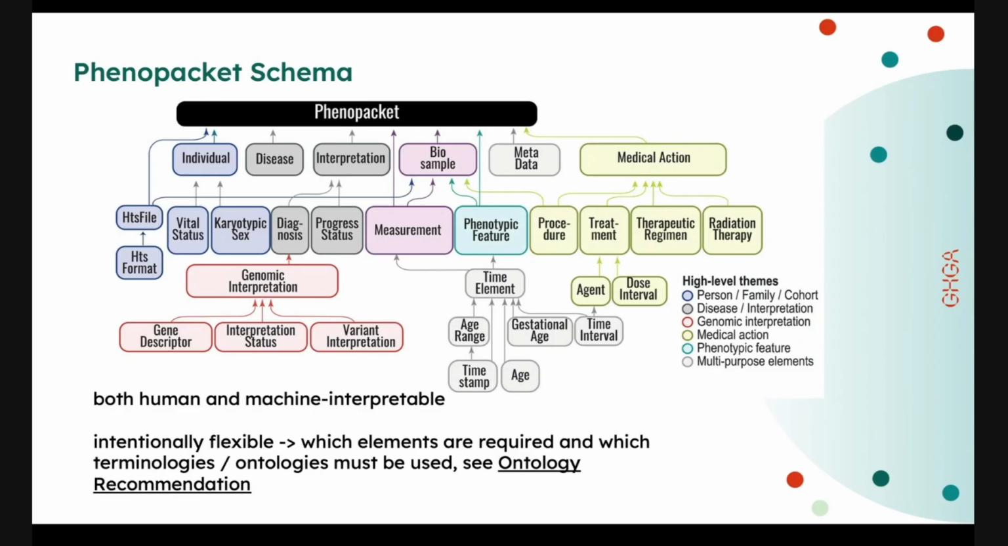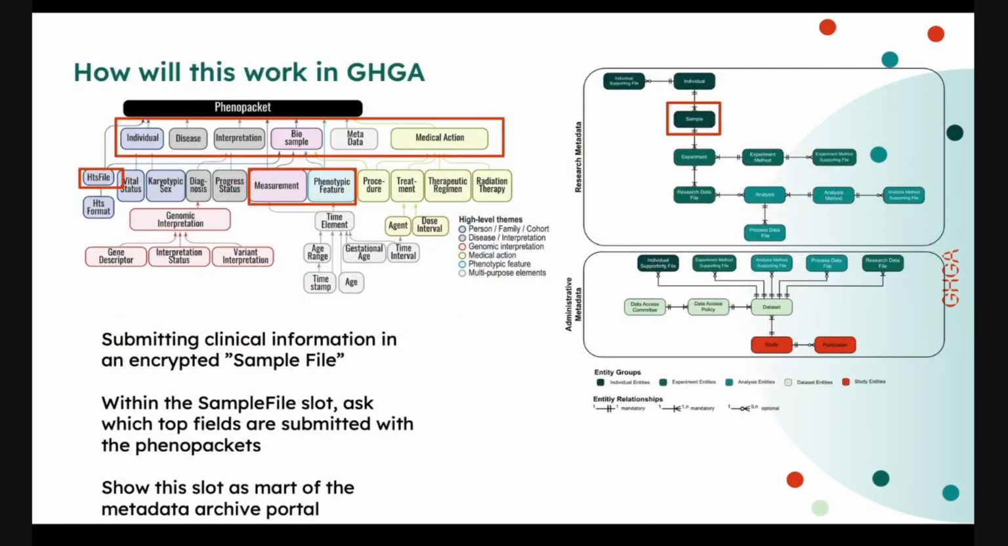The schema basically looks like this. It is very, very detailed, and it captures almost everything that you need to know about the clinical interpretations of a particular disease or a modality. How we plan to incorporate a schema like this into our model is to identify certain modules which are very, very important for us. Say, for example, information related to measurement, phenotypic feature, or interpretation of the disease is very important for us.